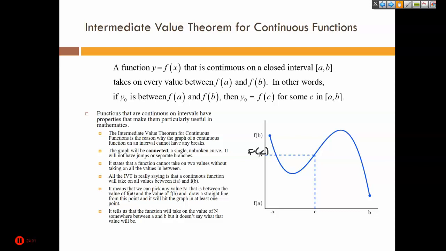That's what the intermediate value theorem says. Intermediate meaning in between values. So the in between values always exist.